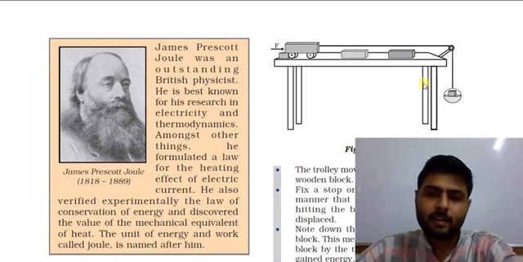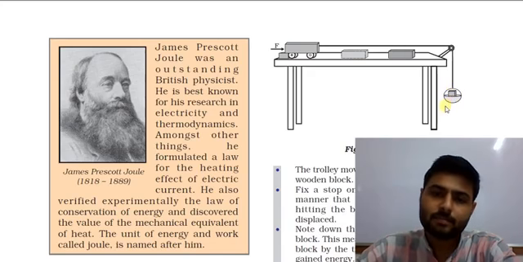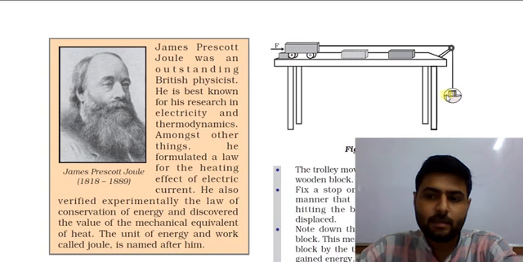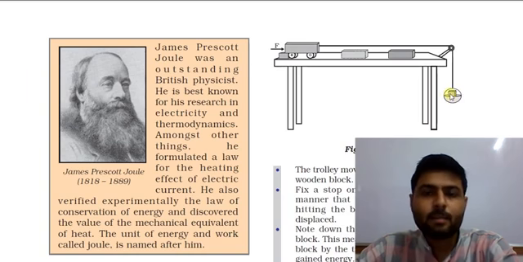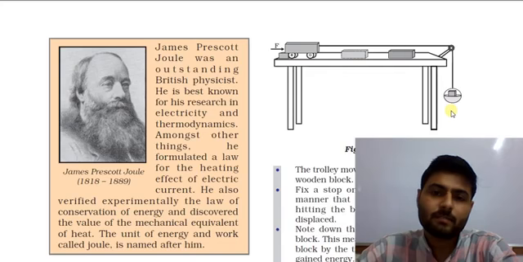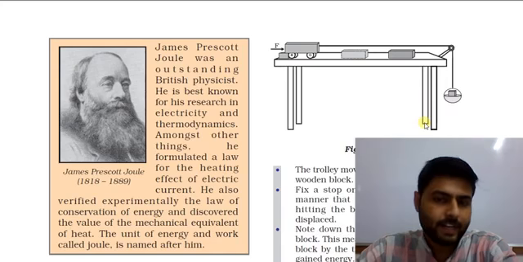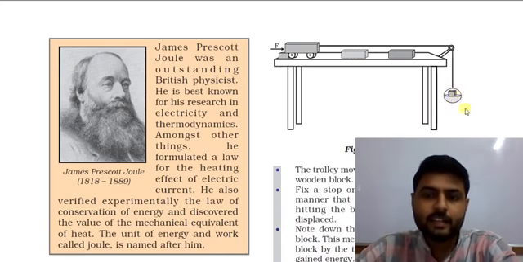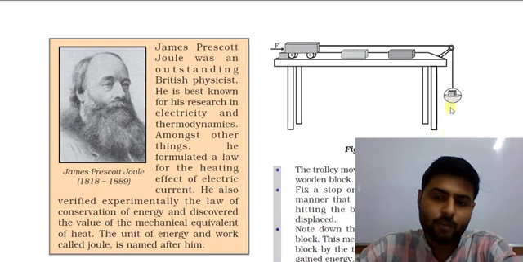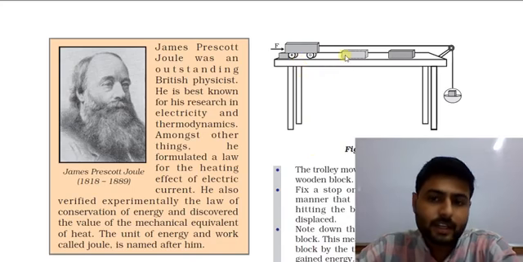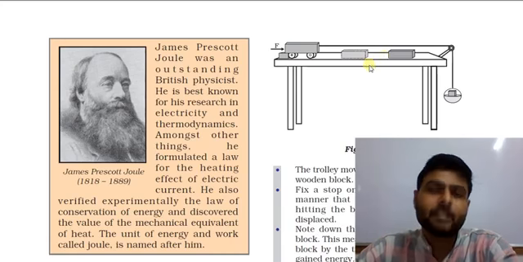Now in the experiment we will increase the mass, or say the weight, here. Suppose initially we have a 500 gram weight here, then we will put a 1 kg mass here, then we will put a 1.5 kg mass here. So what will happen? As we increase the mass here, the weight will increase. As we increase the weight here, the downward force increases. The speed of this trolley will increase, and due to this, the displacement of this block will increase.